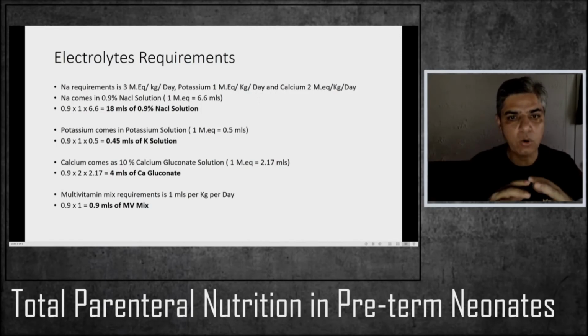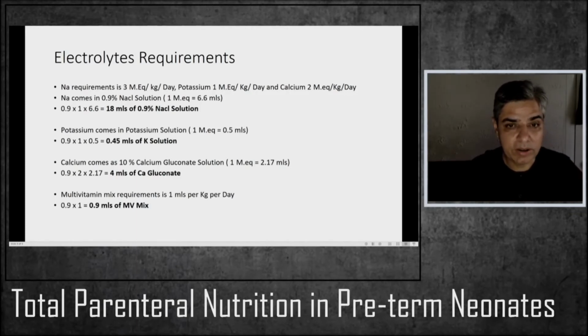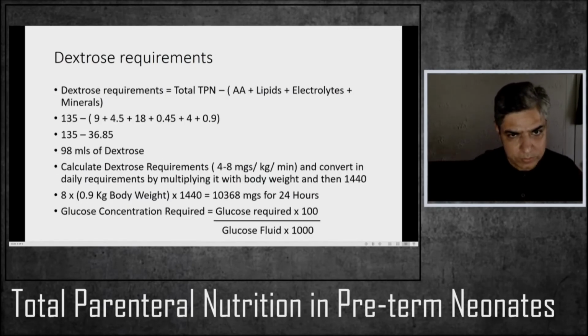Now, if we add all this up and subtract from the total requirements that we calculated in step number 1, we would be left with the fluid that we can use as dextrose solution. So let's move on to step number 5, and the last step is to calculate how much dextrose we need to give to the baby in 24 hours. So the formula again is to calculate dextrose requirement. First of all, you need to know how much fluid you will give for dextrose.